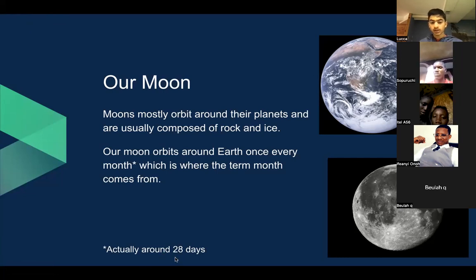A month is actually around 28, I mean, the time it takes for the moon to go around Earth takes around 28 days. However, back when they created the months and the years of the calendar, they didn't quite know and they approximated to 30 or 31 days.